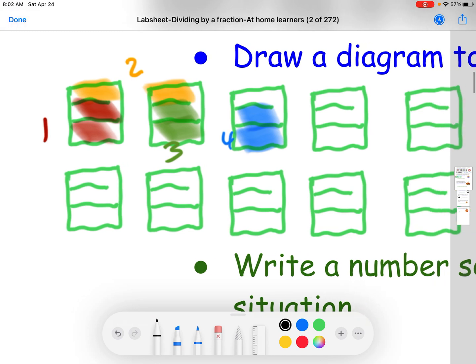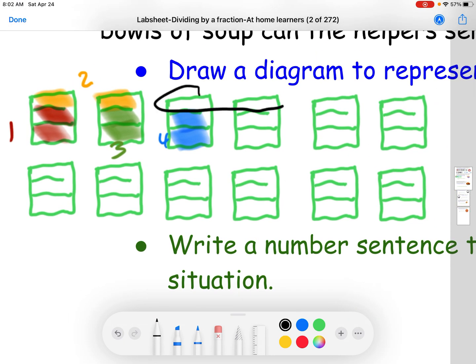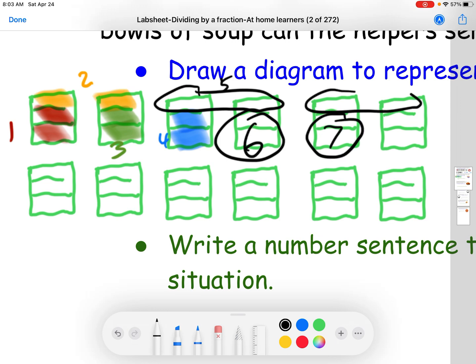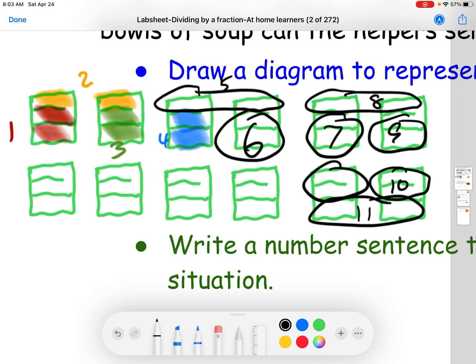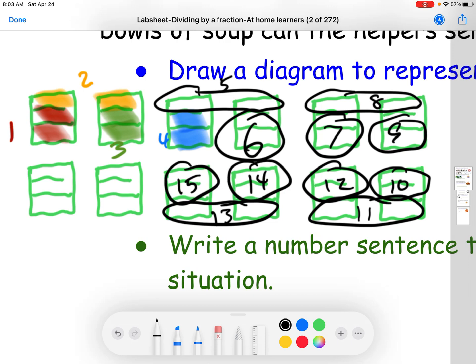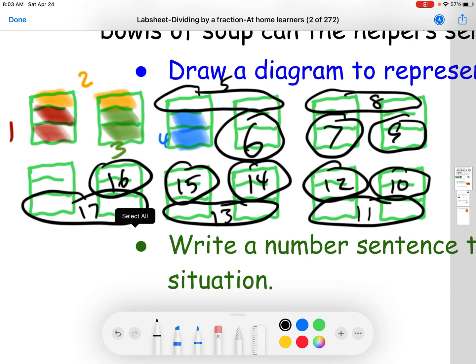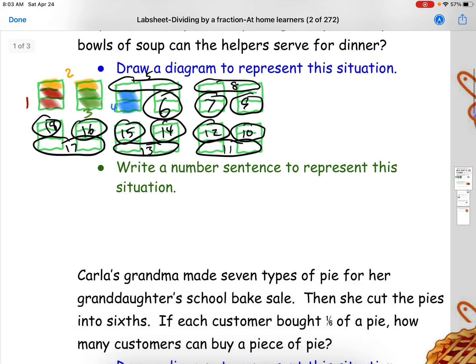So what I'm going to do is switch over now and just use black. So 4, that's going to be number 5. That one's going to be number 6. This one's going to be number 7, 8, 9, 10, 11, 12, 13, 14, 15, 16, 17, and 18. All right, let's put that all together down here.